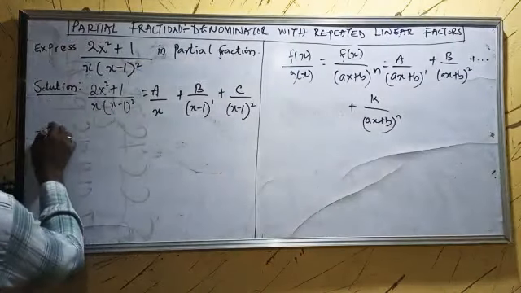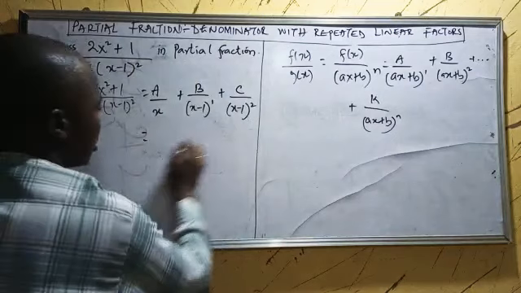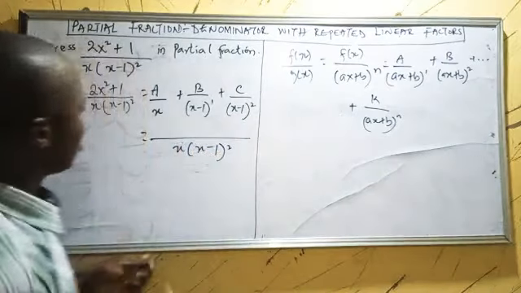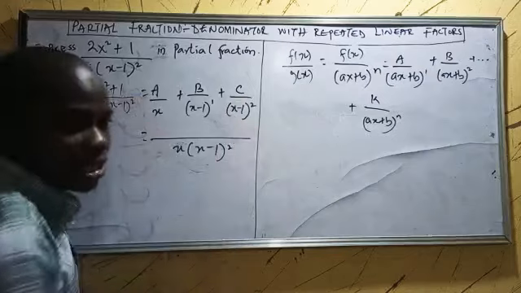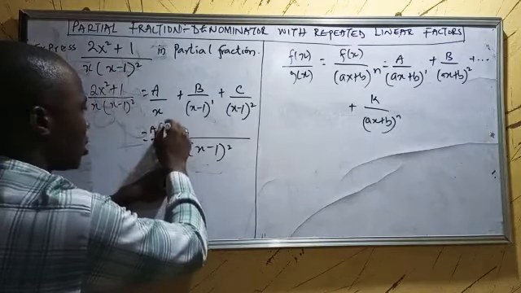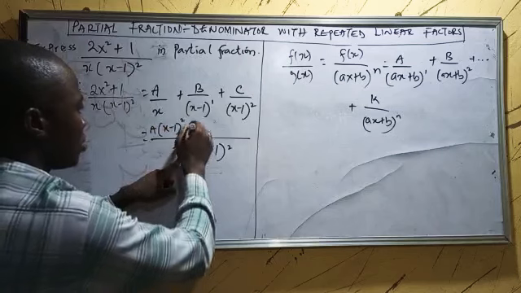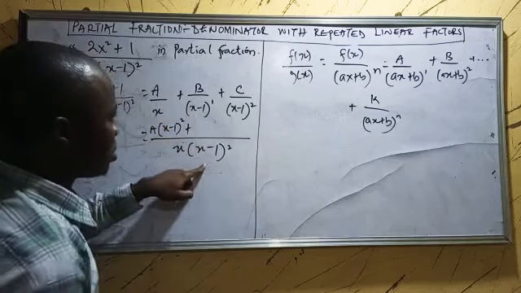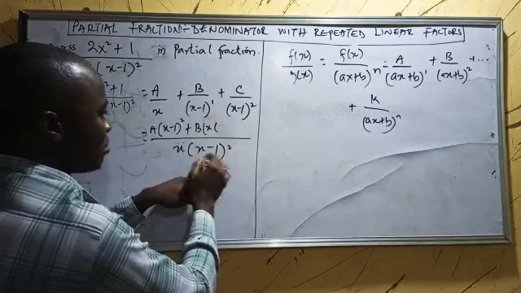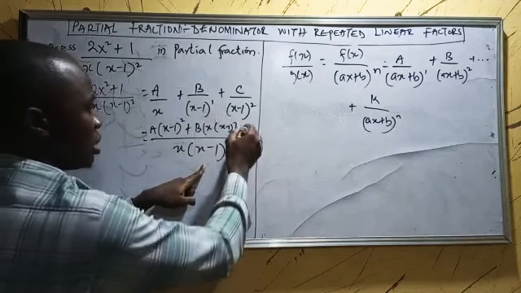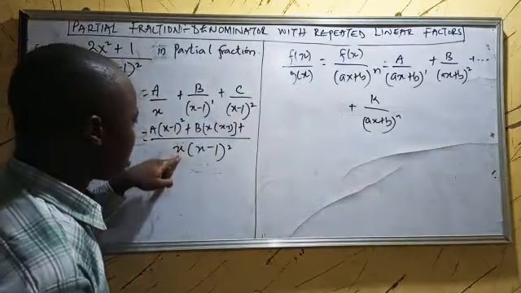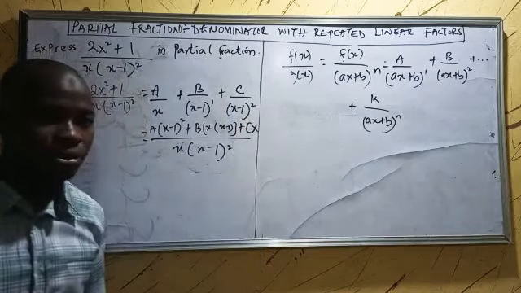So now from here, we try to get the LCM. The LCM of this will be x into x minus 1 all squared. So try to combine this into a single fraction. We take care of x, we cancel this one, so we have A into x minus 1 all squared, plus this one, we take care of one of the factors, so we have B into bracket x, remaining one x minus 1. Then for this, we take care of x minus 1 squared, we are left with x, and multiplied by C we have Cx. Are you getting what I'm doing?